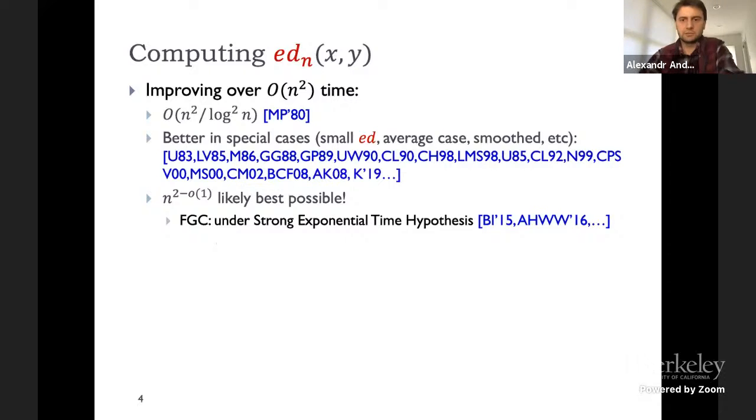In fact, this was the first paper, Backurs and Indyk '15, that proved this. And later papers proved that even under even more plausible hypotheses, one should not expect to improve over the quadratic time algorithm, even by more than a bunch of polylogarithmic factors.